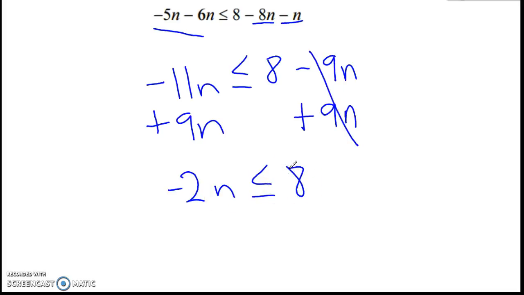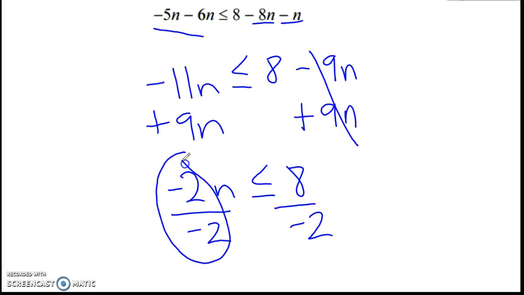The next step that I'll take is I'll divide by negative 2. I'll divide by negative 2. And as soon as I divide by a negative number, because that's negative, this sign right here is going to flip. So my answer would become n is greater than or equal to negative 4.